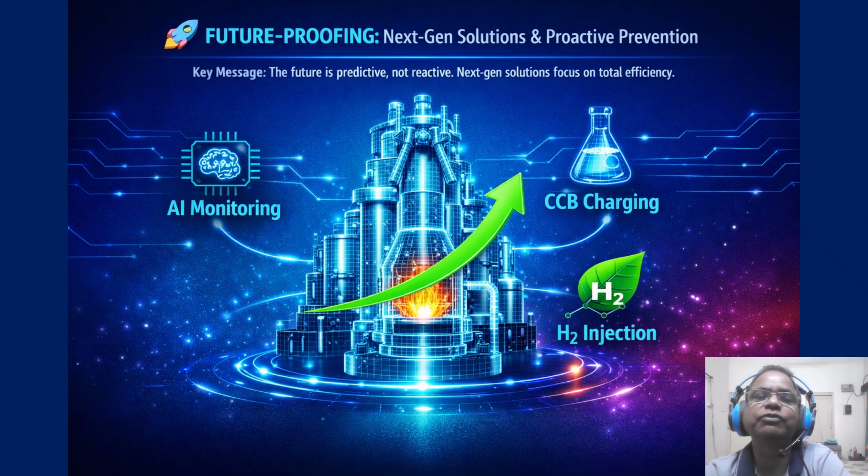This message is simple. We do not have to wait for a cold top emergency. With the right tools and the mindset, we can move from reactive firefighting to proactive prevention. That's how we keep the blast furnace safe, stable, and profitable for years to come.